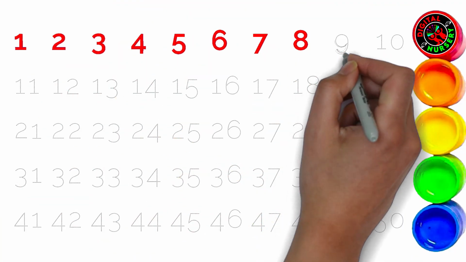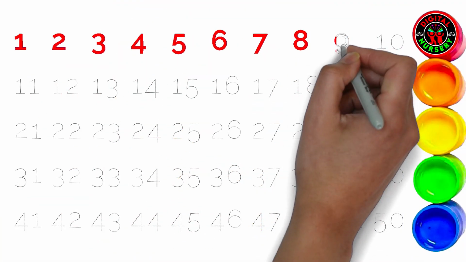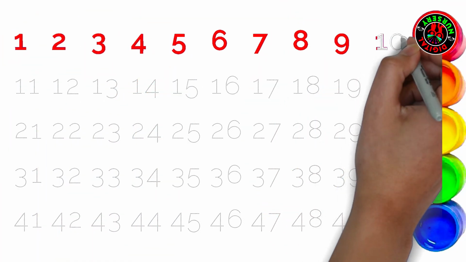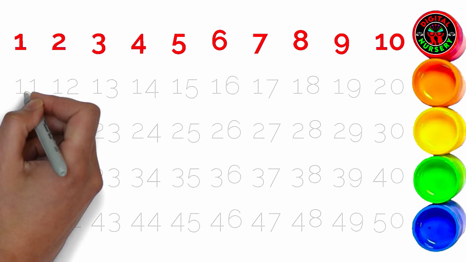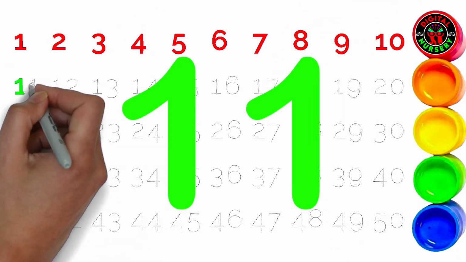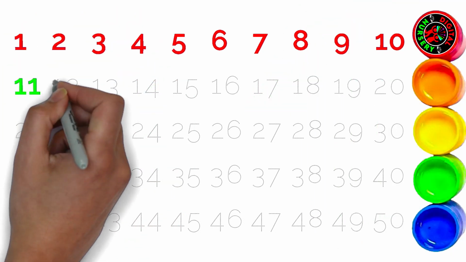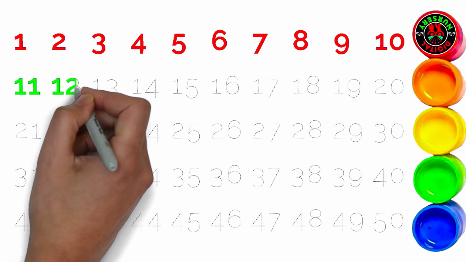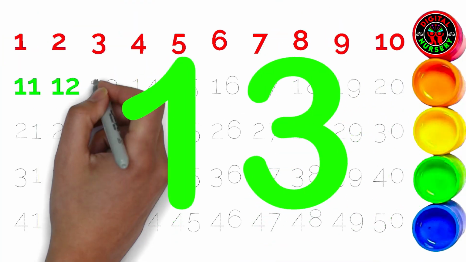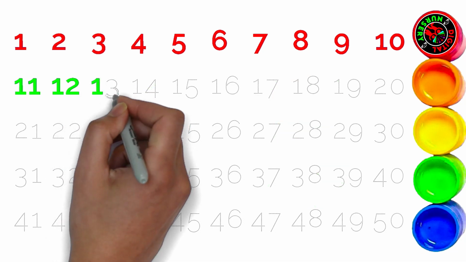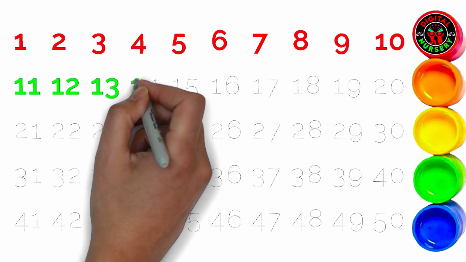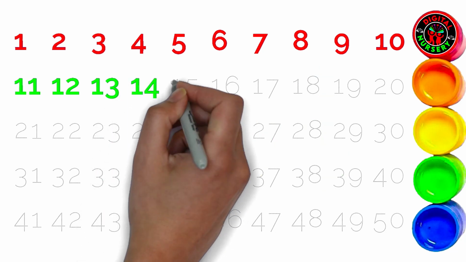9. Let's write 9 in red color. 10. Let's write 10 in red color. 11. Let's write 11 in green color. 12. Let's write 12 in green color. 13. Let's write 13 in green color. 14. Let's write 14 in green color.